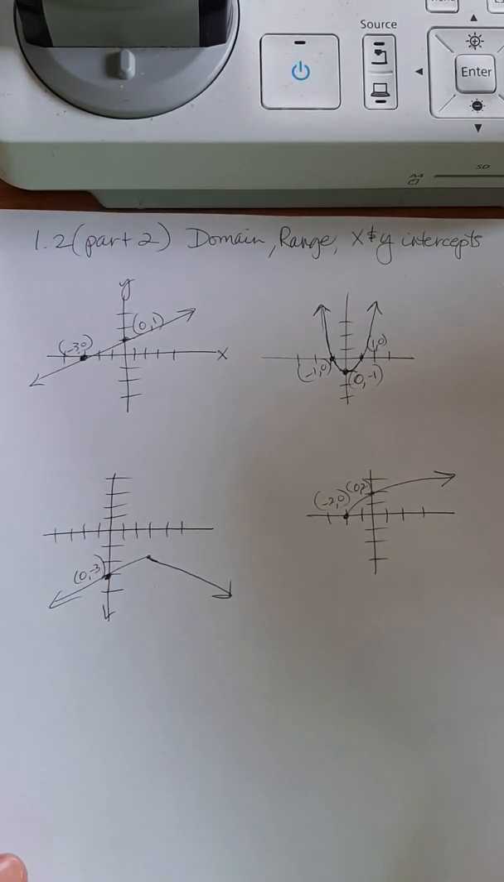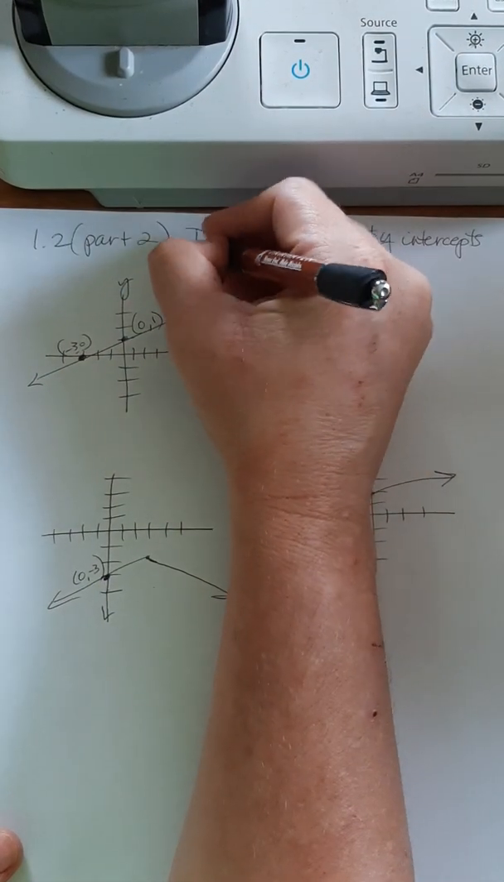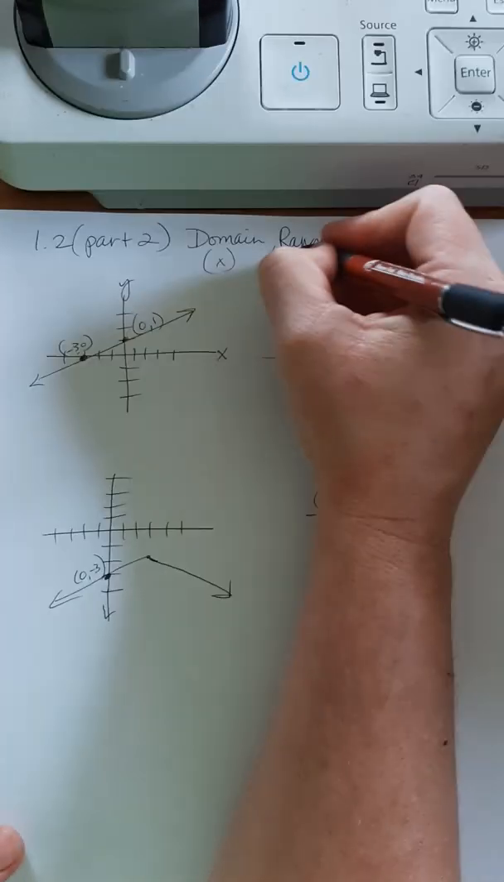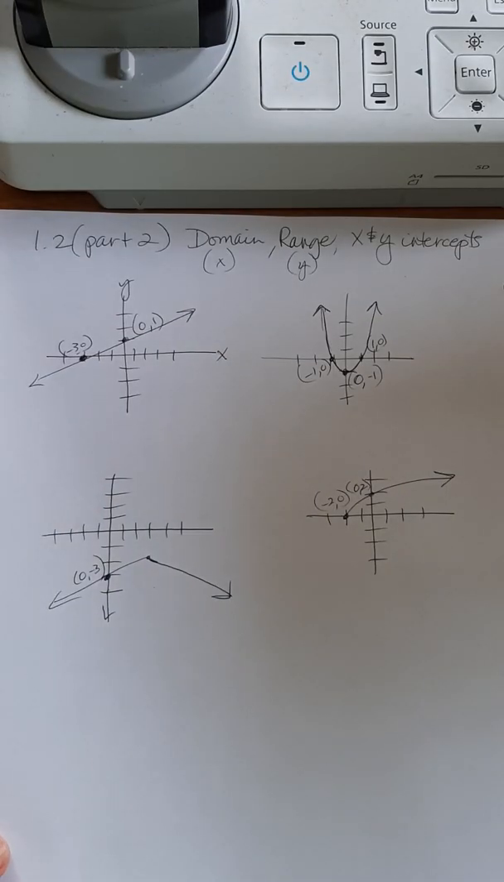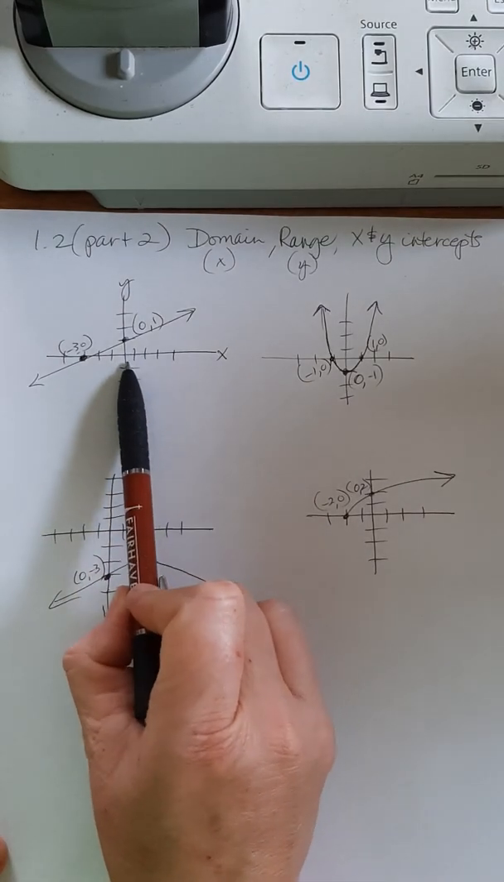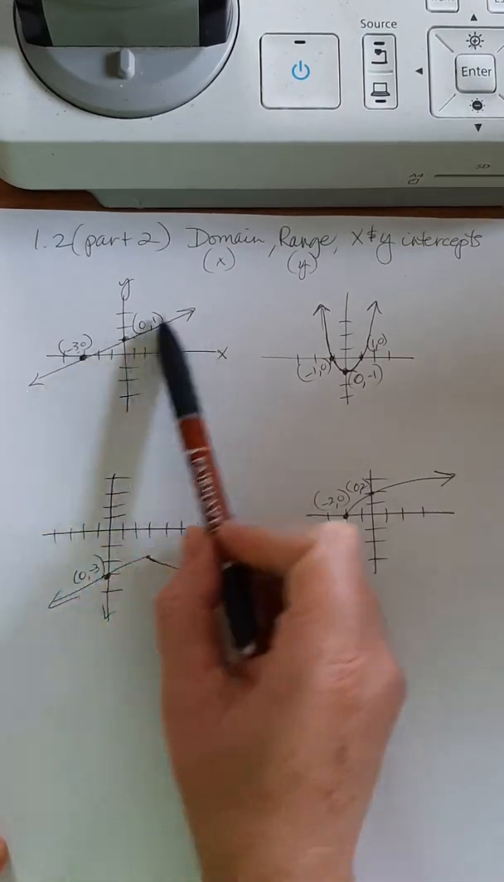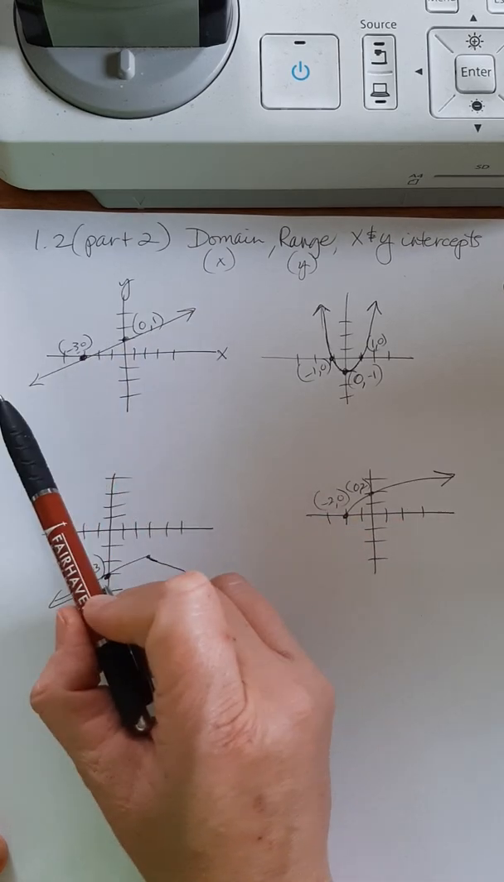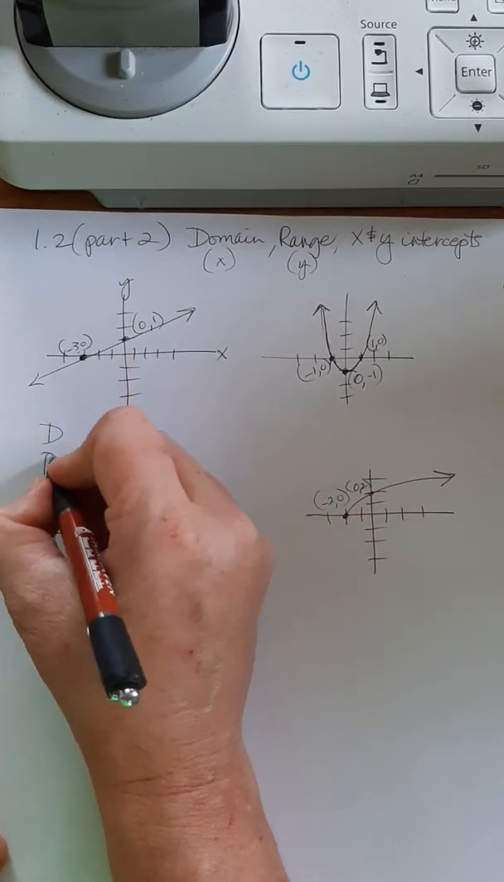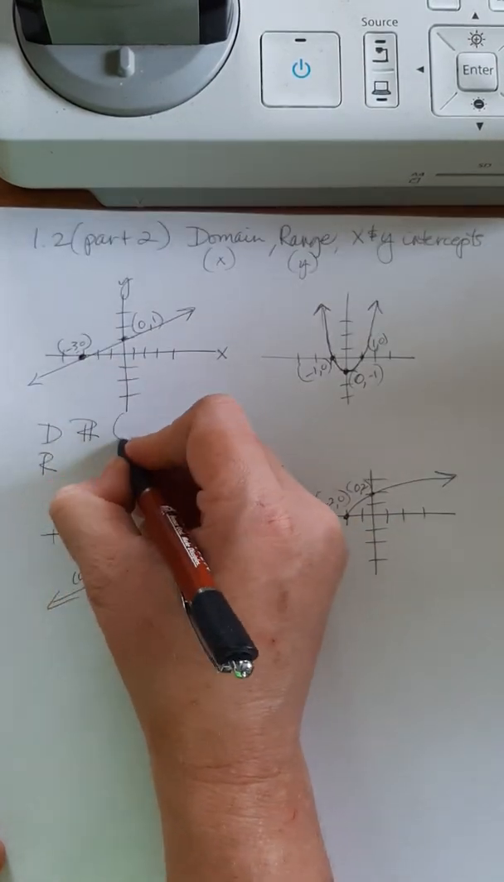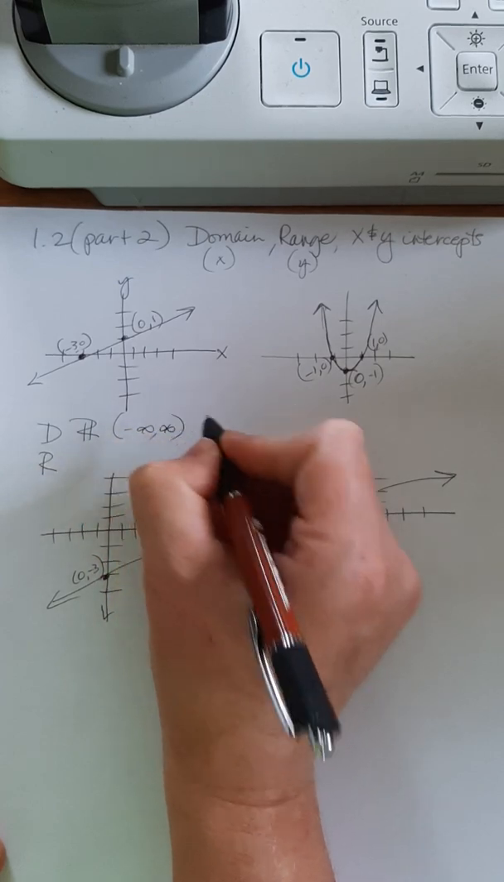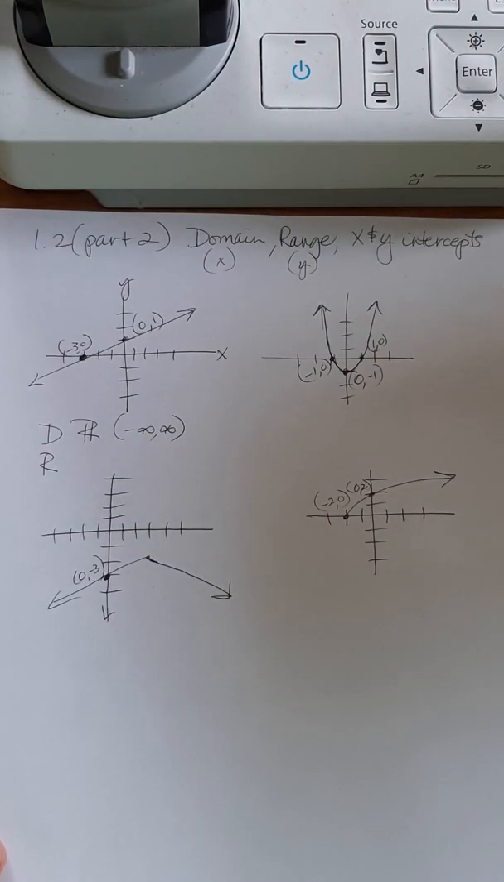So now domain and range. Domain is anything that x can be. Range is anything that y can be. So notice how on this one, there's no restrictions. X can be anything you want it to be. So we can say all reals, or if you want to use interval notation, -infinity to infinity.